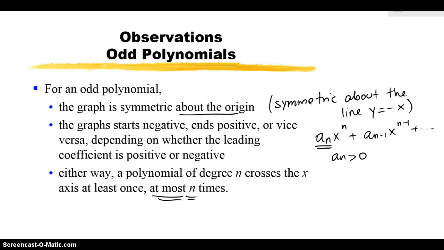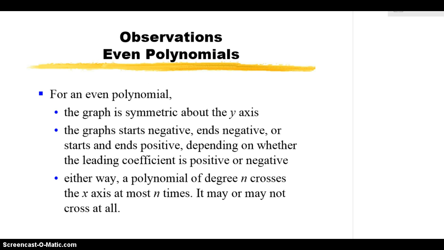Okay, at most n times. So if it was x cubed, then it crossed the x-axis at most 3 times. If it was x to the 5th, the degree was 5, it crossed at most 5 times.